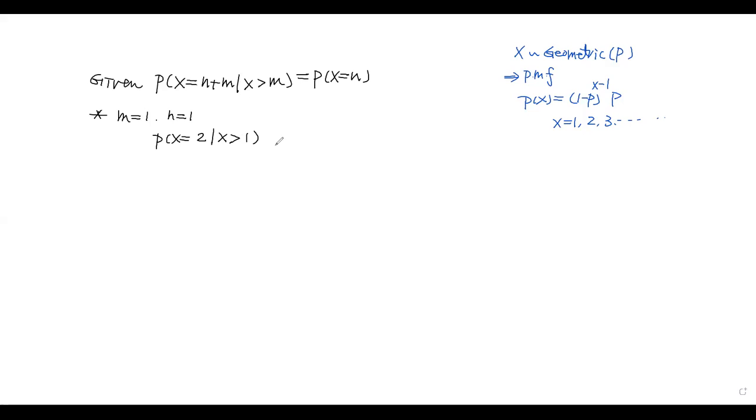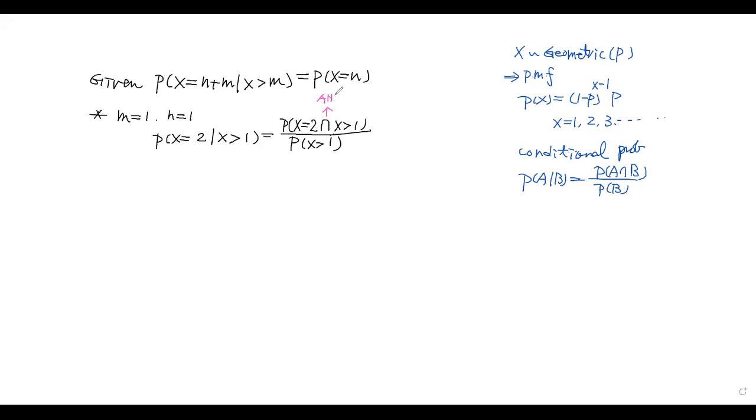Okay, so now I can use the conditional probability. We know the conditional probability for A given B is equal to the probability of A intersect B, divided by the probability of B. Here the probability is that X is greater than 1. Then the numerator is X equal to 2 intersect X greater than 1. What does the intersect mean? That means and. So intersect is and.